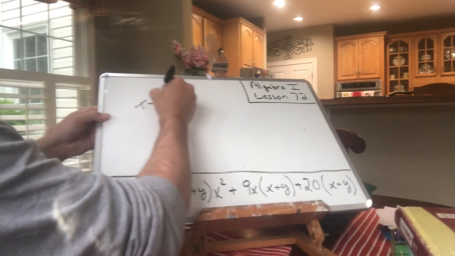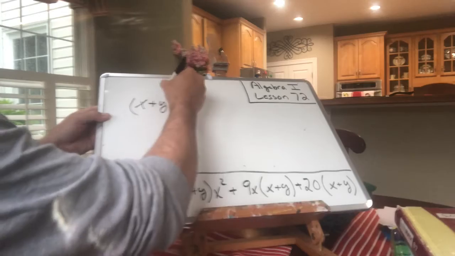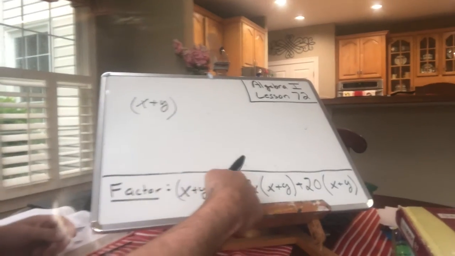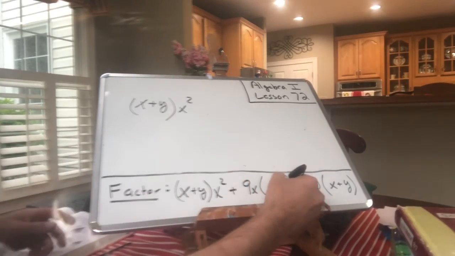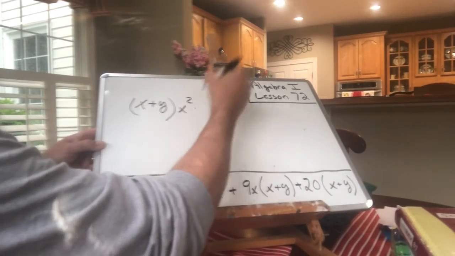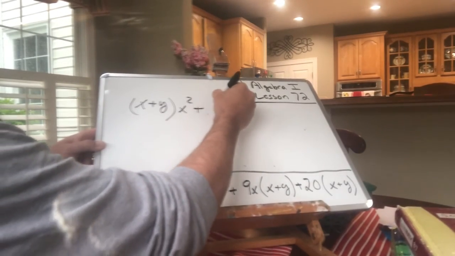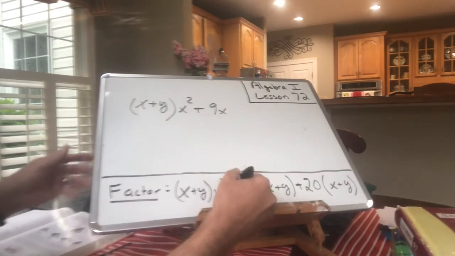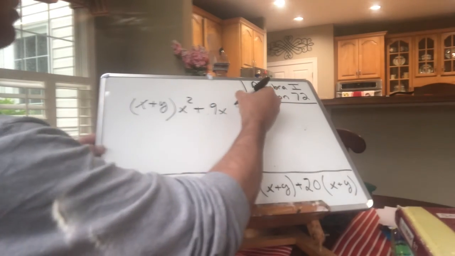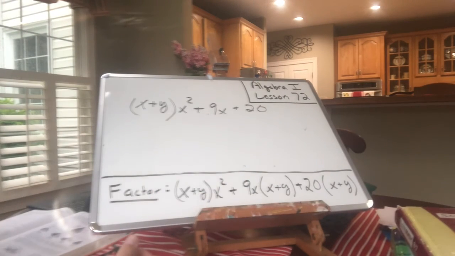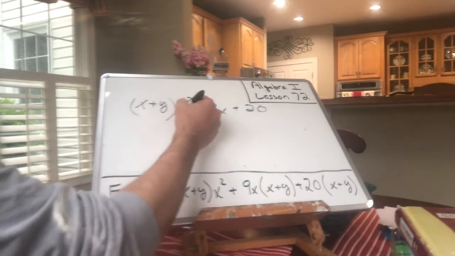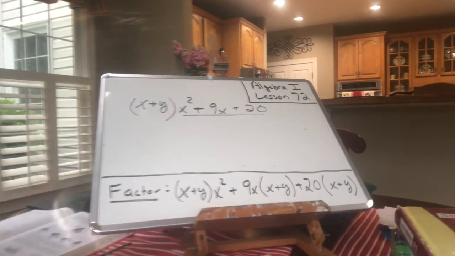X plus y, right? What's left over? Well, what's left over is x squared. Take that out, what's left over is plus 9x, and what's left over there is plus 20, okay? So all we need to do to finish it off is factor the trinomial, which is what we're used to.